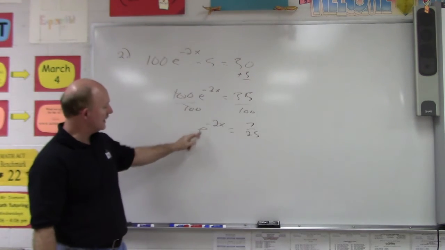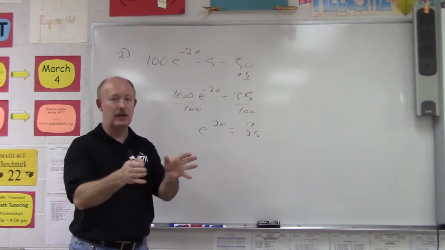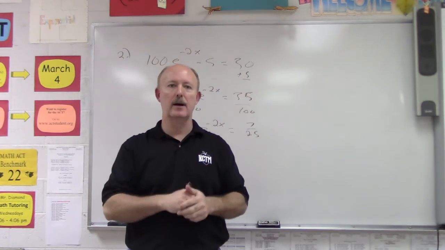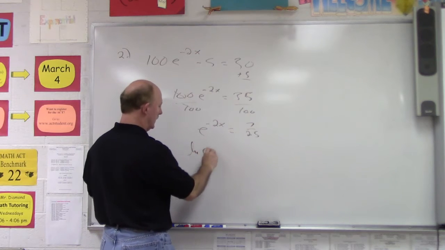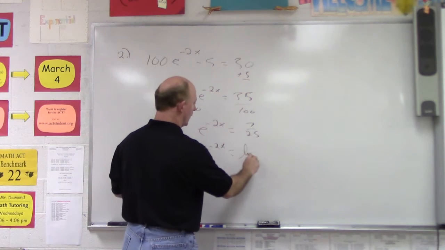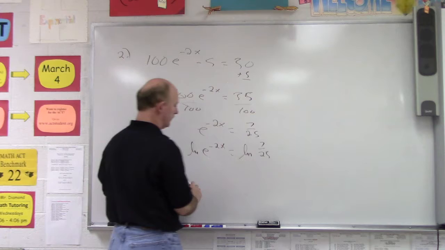Okay, now once you get the e to the negative 2x by itself, so we've isolated the e part of our equation, we're ready to take the natural log now. This would be natural log e to the negative 2x equals natural log 7 over 25.